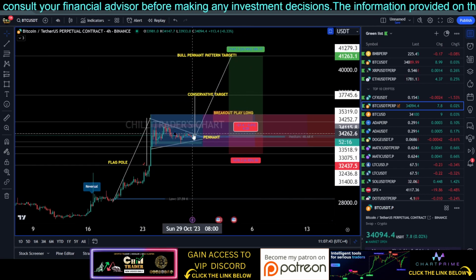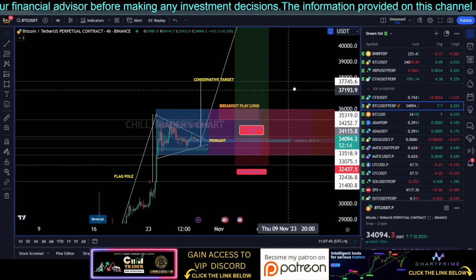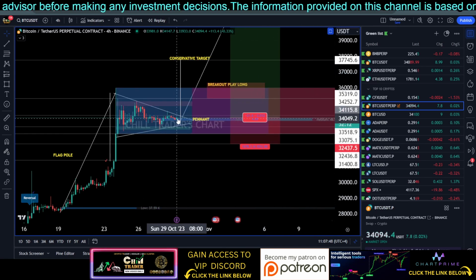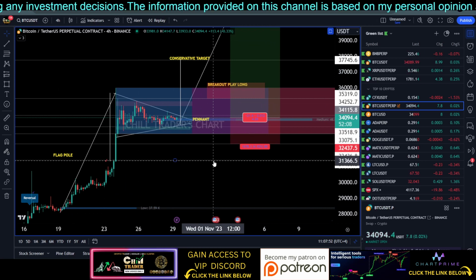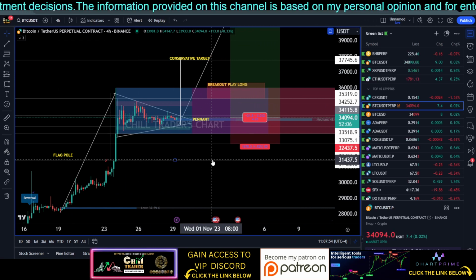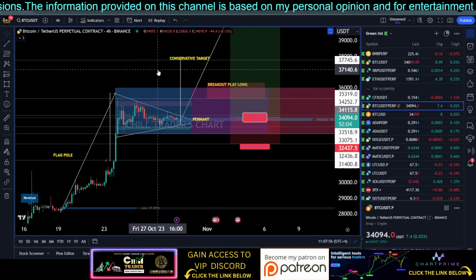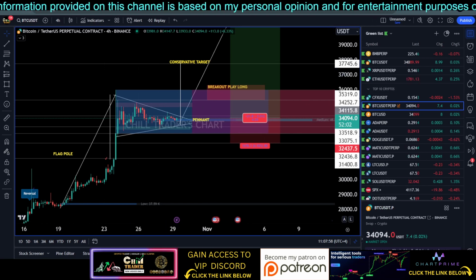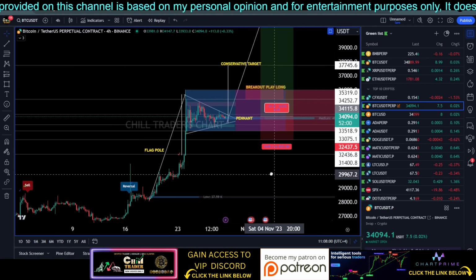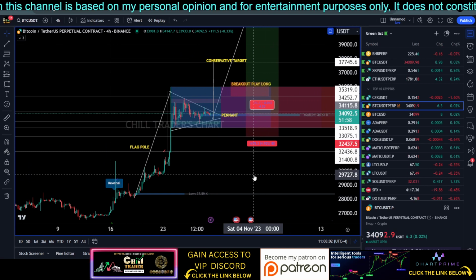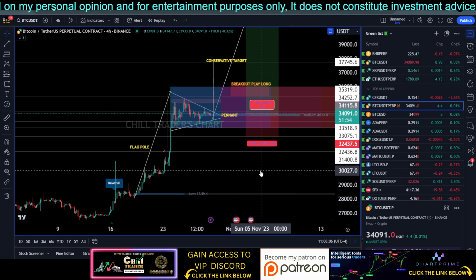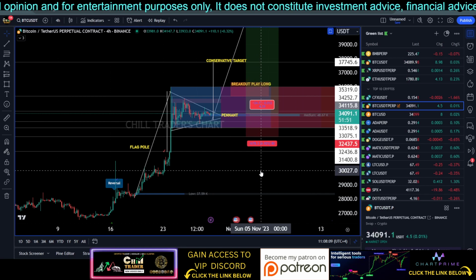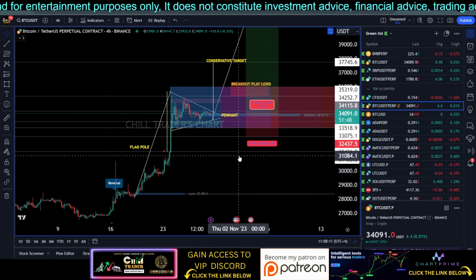Also, just in case the price gets rejected from this level right here, the breakout target will be around $31,000. And if you watched my previous analysis yesterday, we have a huge Bitcoin liquidity at around $30,000, at around this area, guys. $30,000, a huge liquidity area for Bitcoin.